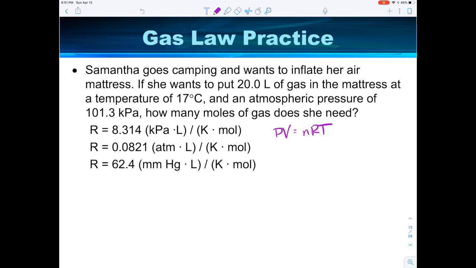Some people also, and I do recommend this if you feel overwhelmed by the amount of writing here, pull out the numbers and identify them. Like 20 liters, what is that? That is our volume. Okay, 17 degrees Celsius, what is that? That is our temperature, and we always convert those to Kelvin immediately because Celsius is not helpful here.